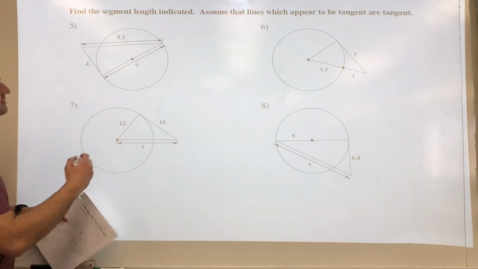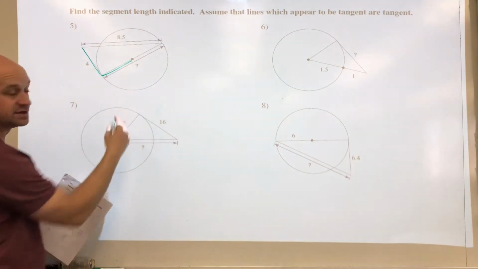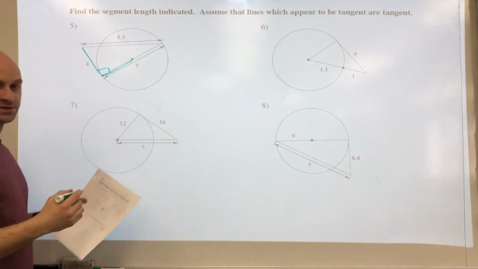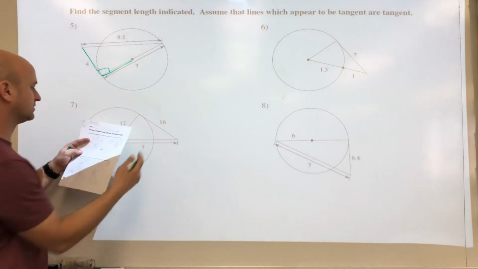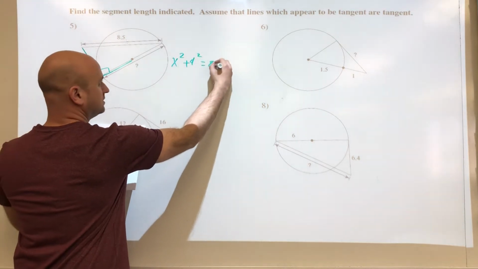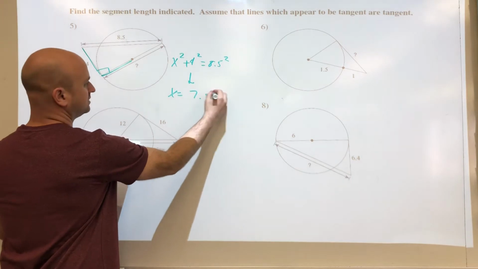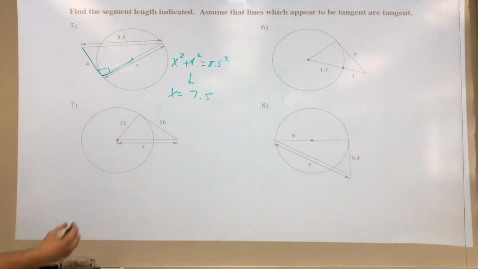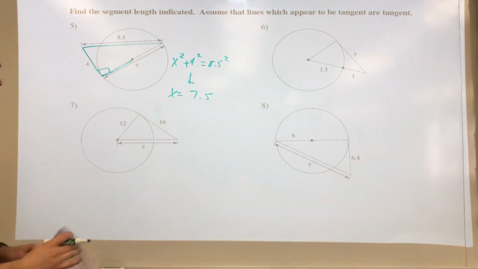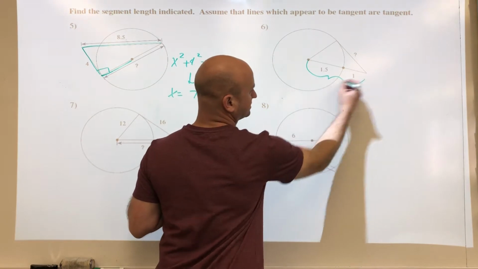All right, so on this first problem here, we have a tangent with a radius, and we know from our theorems that it's going to make a 90-degree angle. So because that's true, we have a right triangle. So we're going to use Pythagorean theorem to solve that, and when you're all said and done, you should get 7.5. So again, here's the 90-degree angle. Here is our hypotenuse.